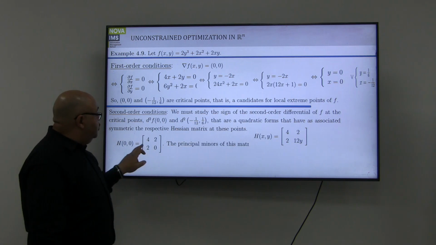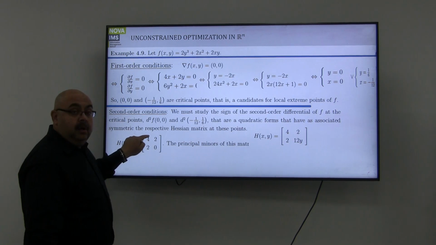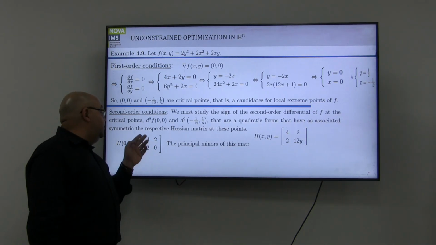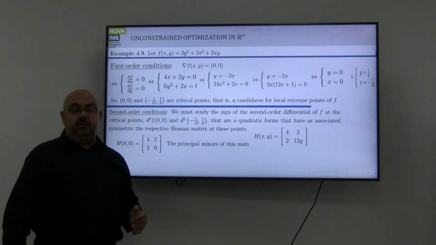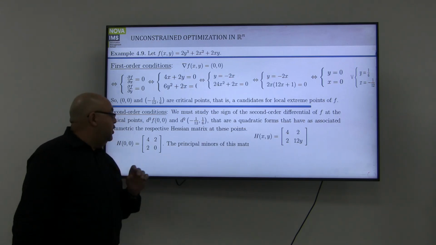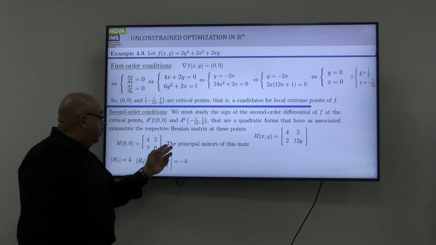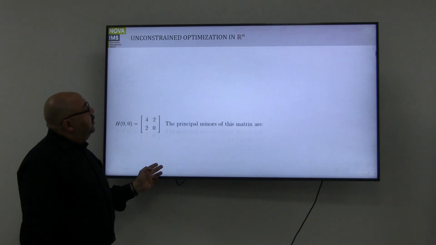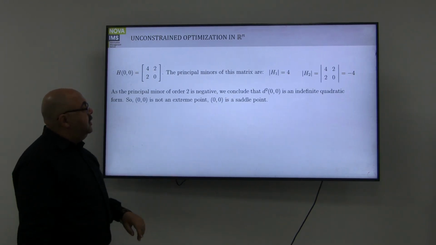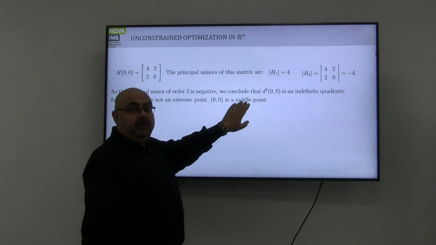If we make a substitution at the origin, the first leading principal minor is going to be 4. But the second leading principal minor is going to equal, as you can see, negative 4. And that's the opposite of what should happen for a minimum. So at the origin, these are the principal minors, so it's going to be an indefinite quadratic form, which should develop a saddle point.